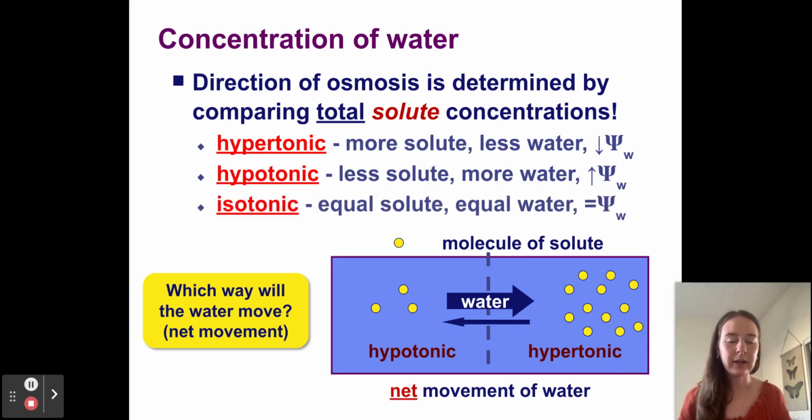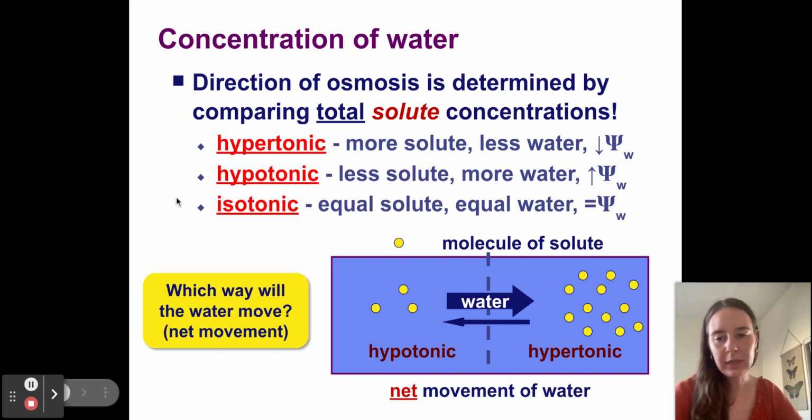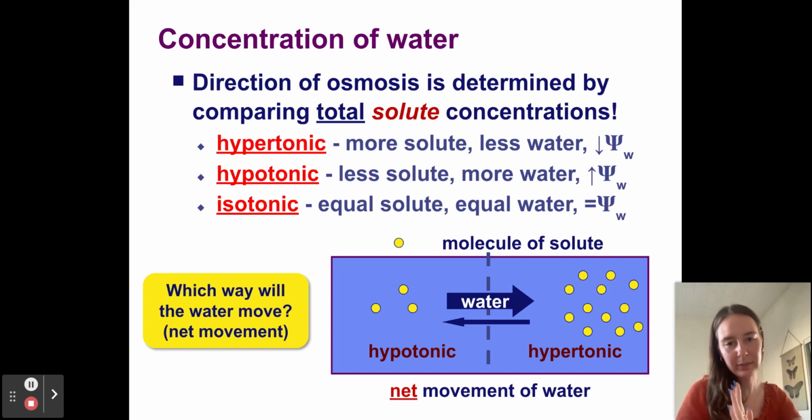And then isotonic would be a solution, we don't see it on this page, where there's equal solute to water. That's not high or low, it's just water potential. So iso means same, that root word. So write these down, memorize them. When I say these words, look at your notes and make sure you understand what they mean.